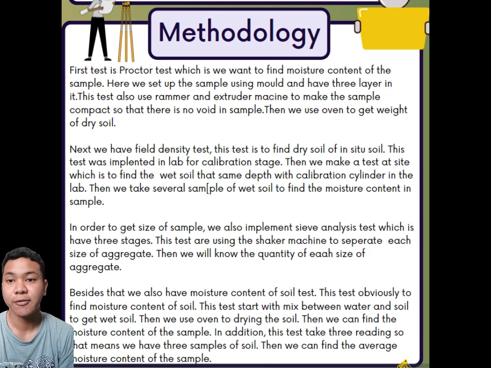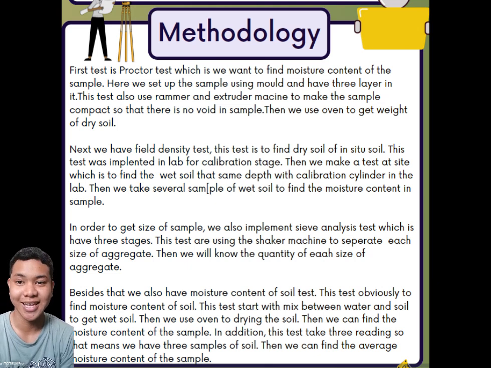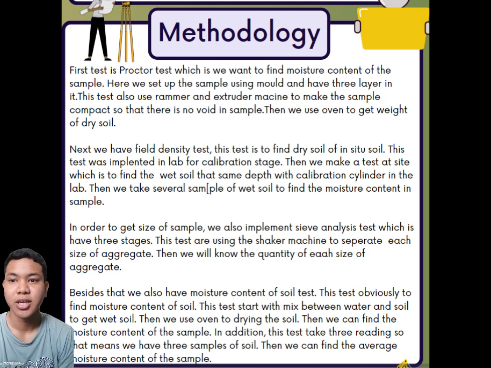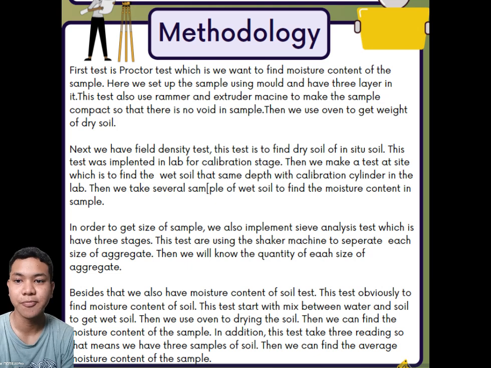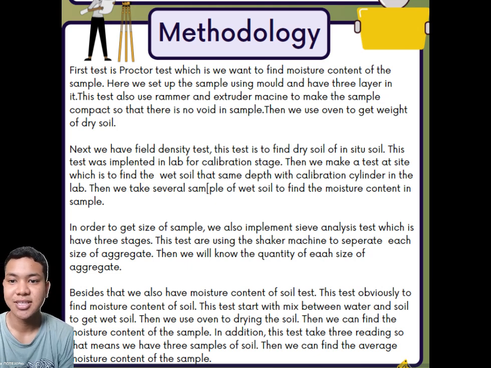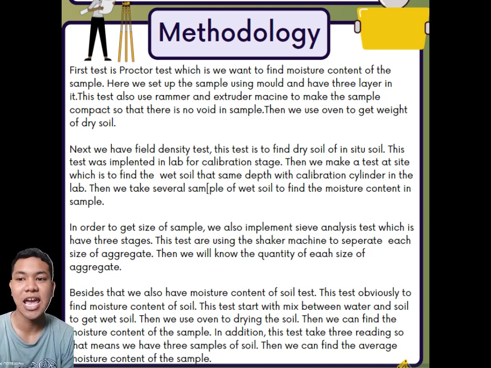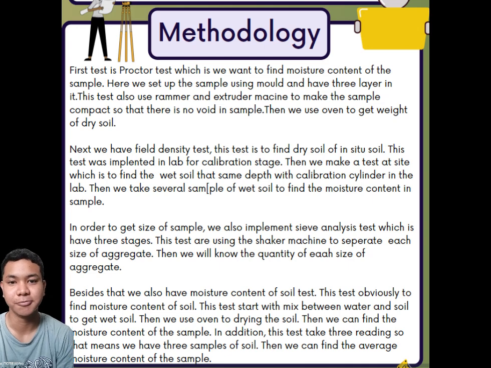Next, we also have the moisture content of soil test. This test is obviously to find the moisture content of soil. This test starts with mixing water and soil to get the wet soil. Then we use an oven to dry the soil. Then we can find the moisture content of the sample. In addition, this test takes 3 readings, which means we have 3 samples of soil. Then we can find the average moisture content of the sample.